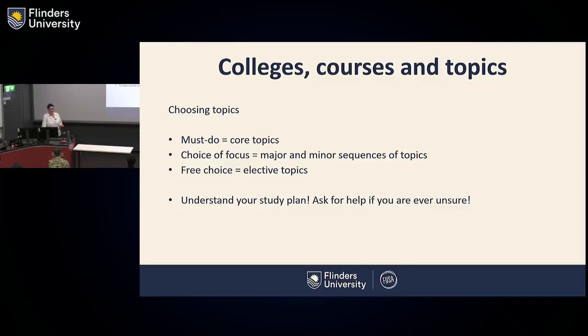The big takeaway from this is to understand your study plan. Now, this can look a bit confusing when you look at it on the student system, or you look at it in a handbook, which is not an actual book, but what we call online, where you have a look at a degree or a course and the topics relating to it. Flinders Connect can absolutely help you with your study plan if you are ever unsure. If it looks like there's a lot of choice for what to enrol in and you're not quite sure what to choose, make sure you reach out and ask.